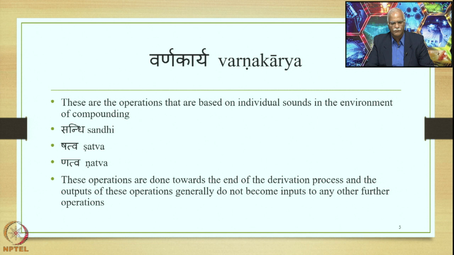Shatva and natva are generally referred to as cerebralization, murdhanya karya, where sh and na, both of them are produced from murdhan as the place of articulation in the oral cavity as far as the Pāṇinian grammatical tradition is concerned. These operations, namely any sandhi and also shatva and natva substitutes, are done towards the end of the derivation process, and the outputs of these operations generally do not become inputs to any other further operations.